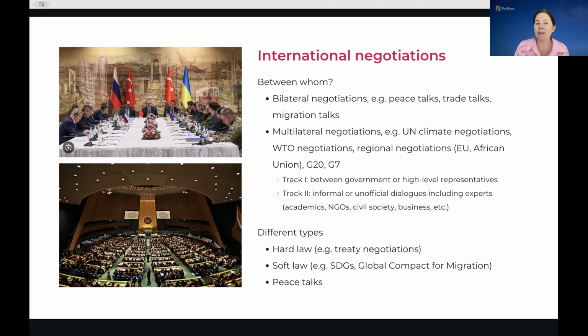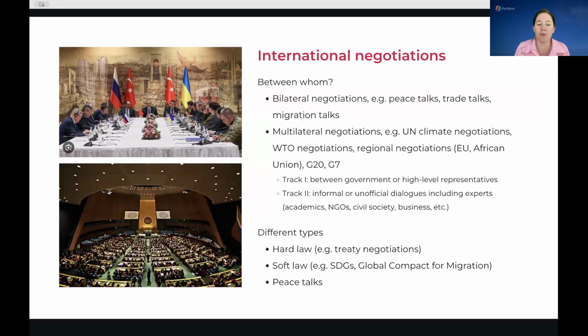Then there are many different types of outcomes that we can see come through negotiation processes. The most common ones that you would hear talked about would be hard law emerging. So for example, any of the human rights treaties that have been negotiated. Last week, we had the pandemic accord at the World Health Organization, World Health Assembly.